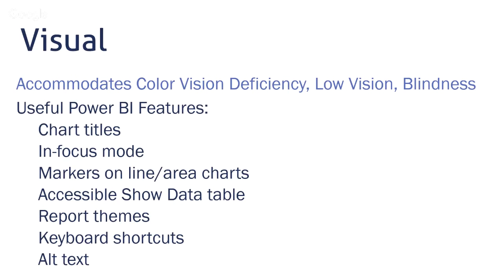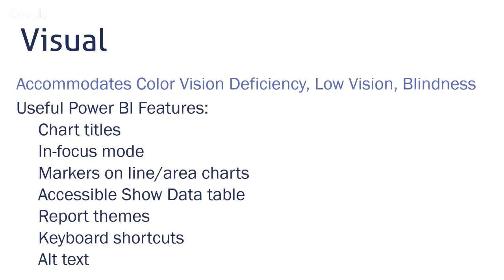So here's a list of Power BI features we want to consider when we're trying to design to be more accessible. Most of these aren't accessibility specific. Chart titles. Chart titles are good for everybody. If you make a really obvious chart title, people know what's in the chart. So if I have low vision, I can read the chart title and then decide how much effort I want to spend examining the chart. In focus mode, as well as the spotlight, can help me zoom in on something and just concentrate on that.